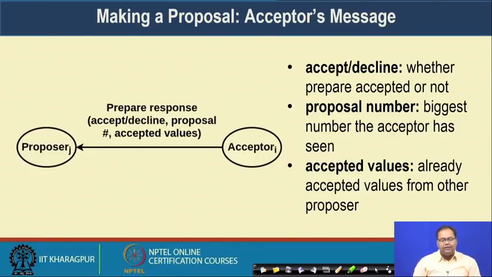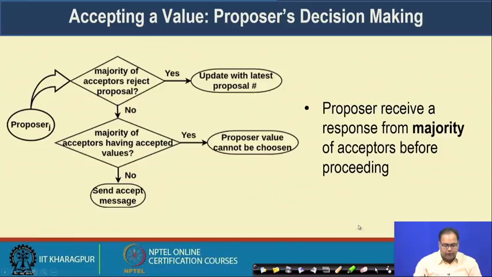So, then the acceptor prepares the response. In the response, the acceptor can either accept or decline a message based on the proposal algorithm. As I have mentioned, the biggest number that the acceptor has seen till now, it puts that number in the response message, and it includes the accepted values that have been accepted from the proposer. So, these accepted values are informed to the proposer.